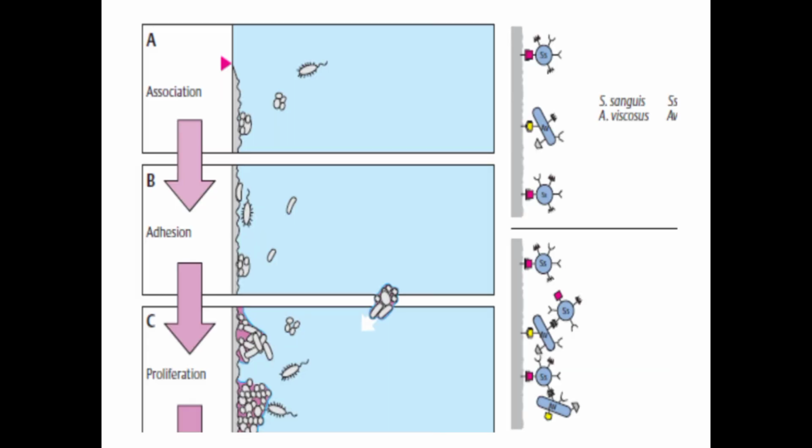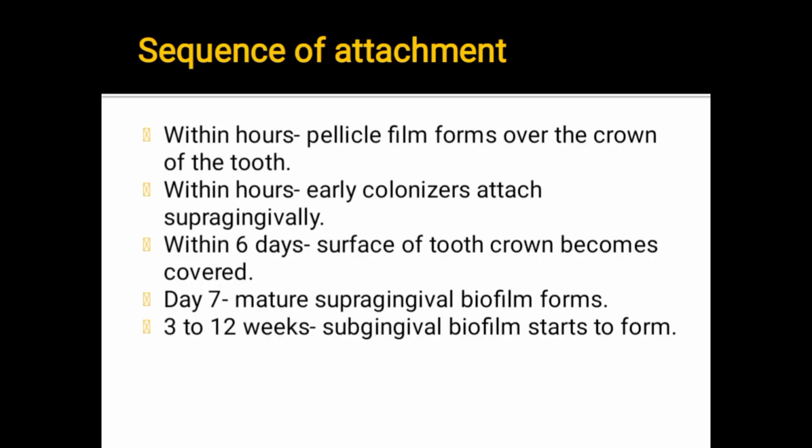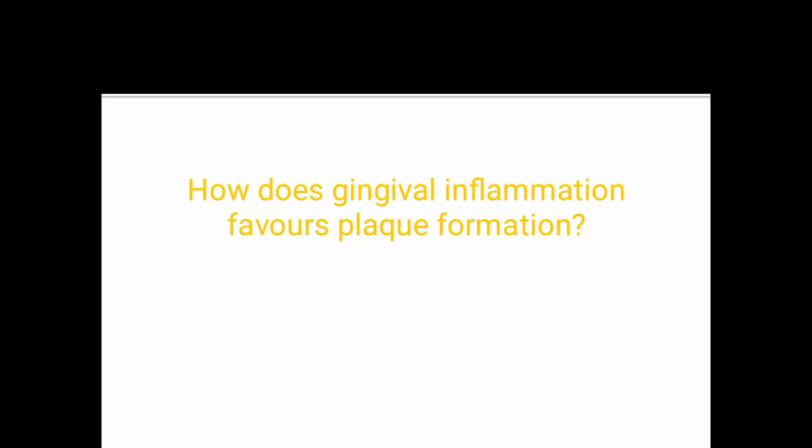This is a diagram showing association, adhesion, and proliferation. Then microcolony formation, then biofilm maturation, and then growth. Then the sequence of attachment: the pellicle forms over the crown, then the early colonizers come supragingivally, and within 6 days the tooth is covered by a layer. In 7 days there is a mature supragingival biofilm, and in 3 to 12 weeks subgingival biofilm starts to form.